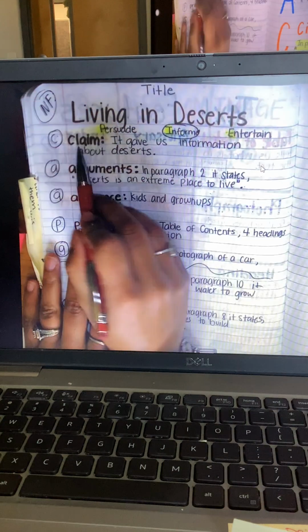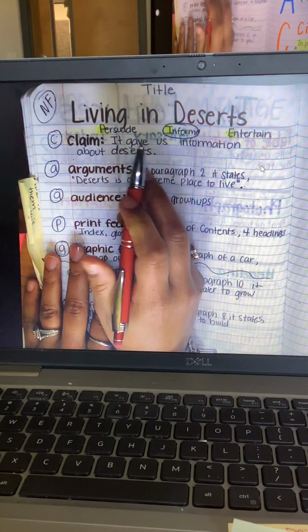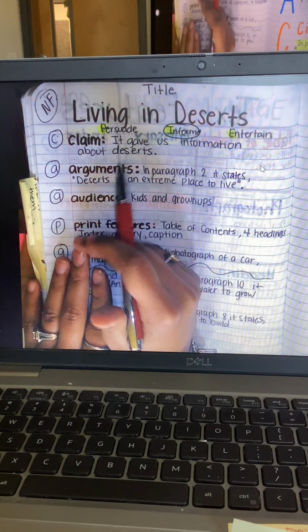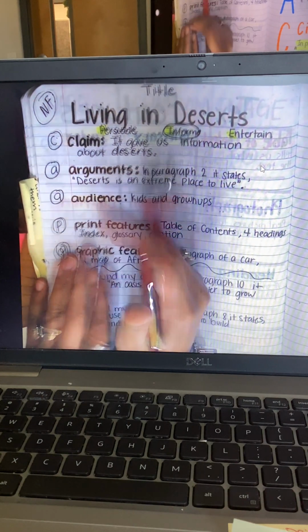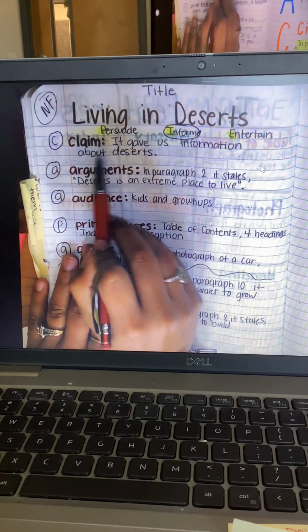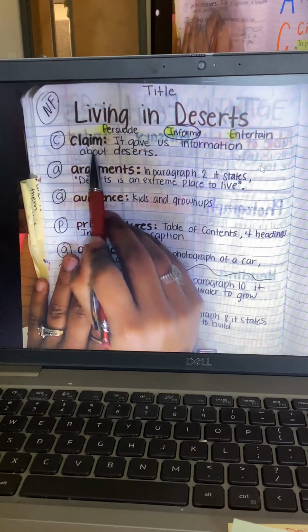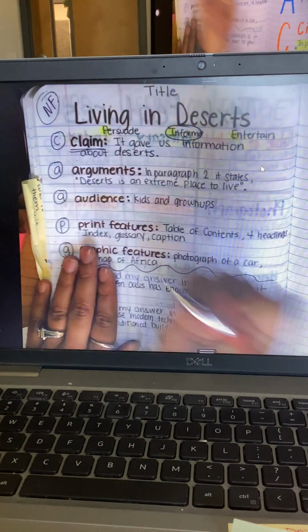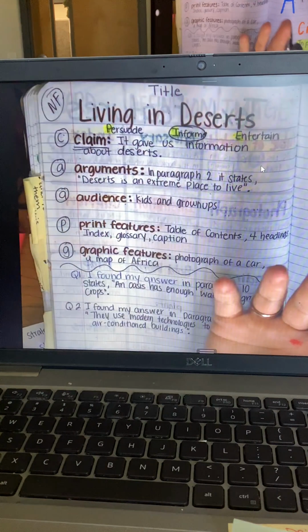And so that's where the claim comes in. So what's the claim? What are they claiming that they're doing in the book? Are they trying to persuade you, inform you? No, they're just trying to inform us, right? They're trying to inform us, give us information about deserts. That's what they're doing. That's what claim means. Claim means, what is this author doing? Why did they write it? What's the claim, right? What are they doing?